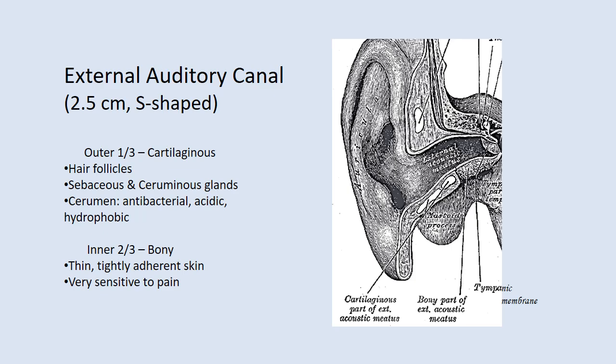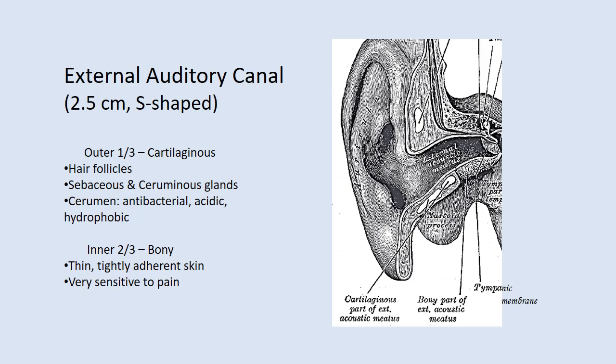Next is the external auditory canal or ear canal. In adults, it's about 2.5 centimeters long and it has a unique S shape. But more importantly, its structure changes along its length. The outer one-third is cartilaginous. This is clinically significant. The skin here is thick and contains hair follicles as well as sebaceous glands and specialized ceruminous glands that produce earwax or cerumen.